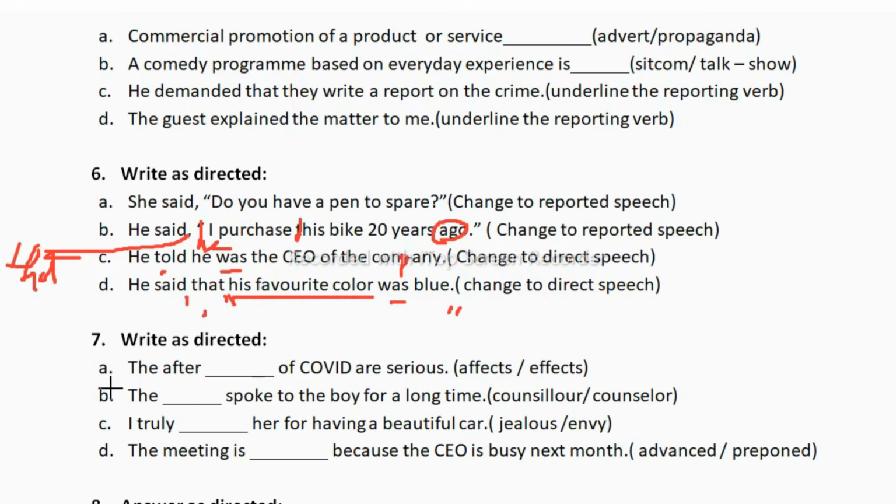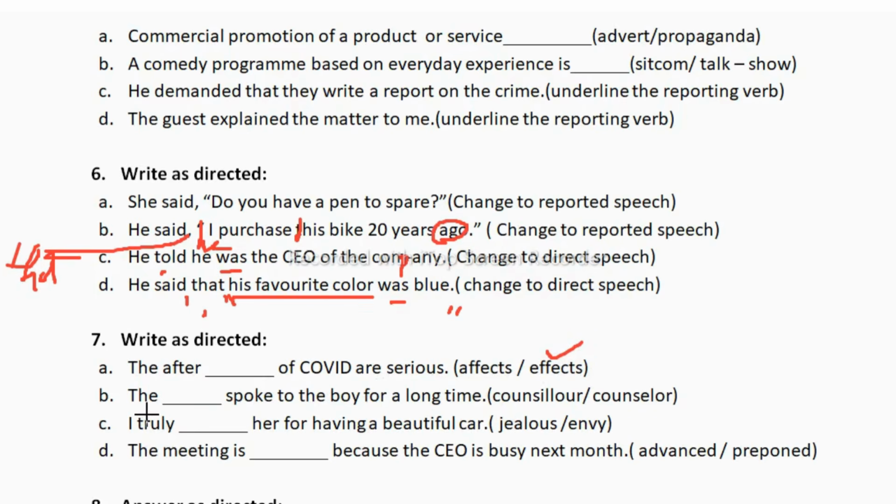Now let's see this bit 7th. The dash after COVID are serious. Now effects or affects, this also I told you in the video. These questions are from the commonly confused words. So let's see the difference between effect and affect. So here students, first of all, when you see affect with A, that is action, your action, and effect with E is result, that is your result. So the dash after COVID are serious means effects you should take here, because the result was serious.